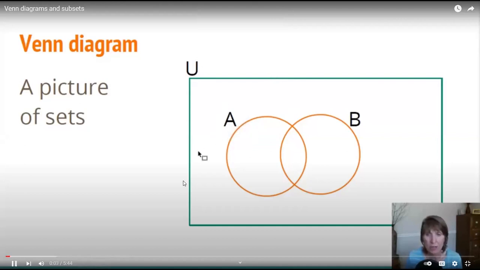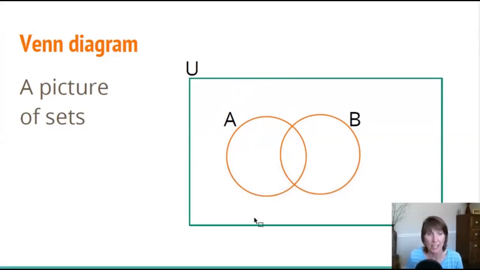A Venn diagram is a way to describe sets with pictures. And often when we're doing math, if we can have a picture of it, we can make more sense of it. And this absolutely happens with Venn diagrams. It's really easy to draw a picture and see what it is you're talking about.